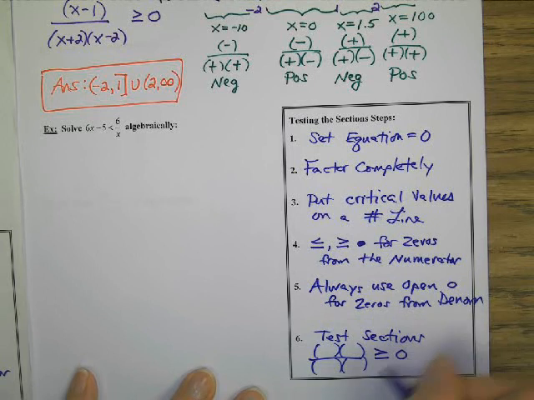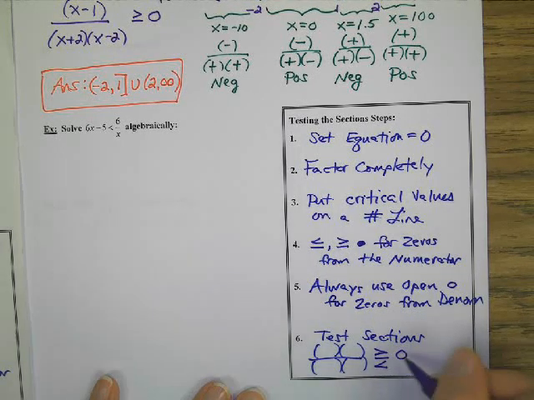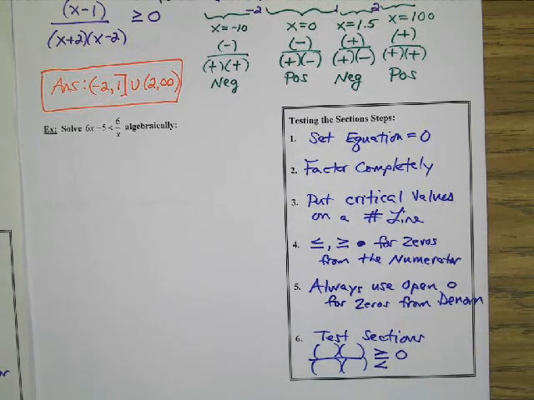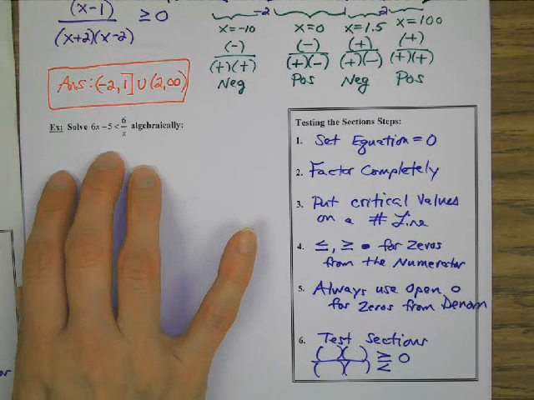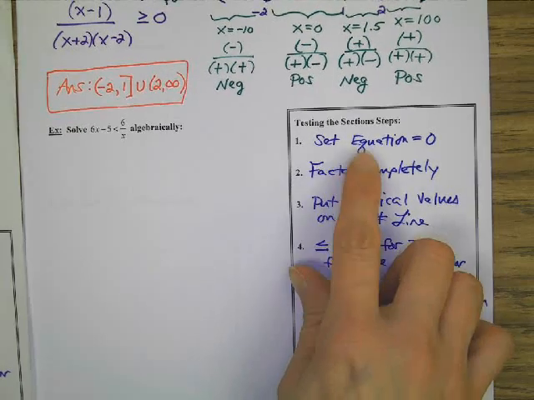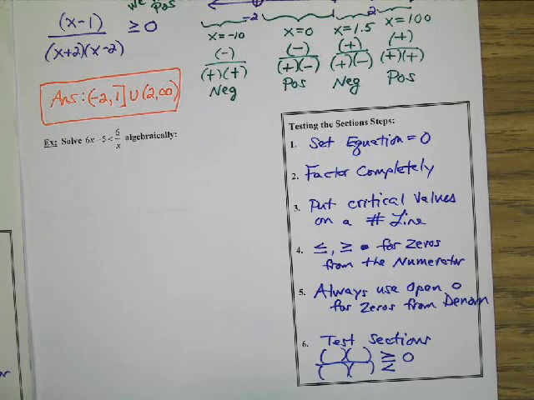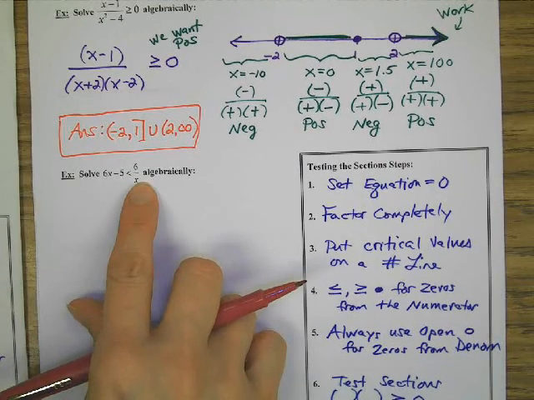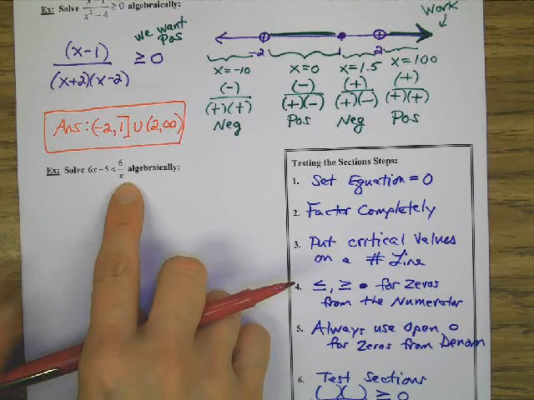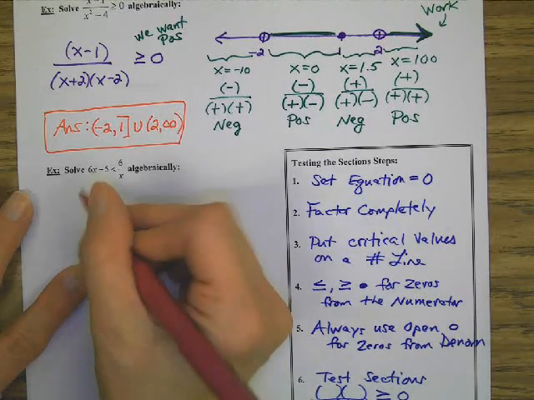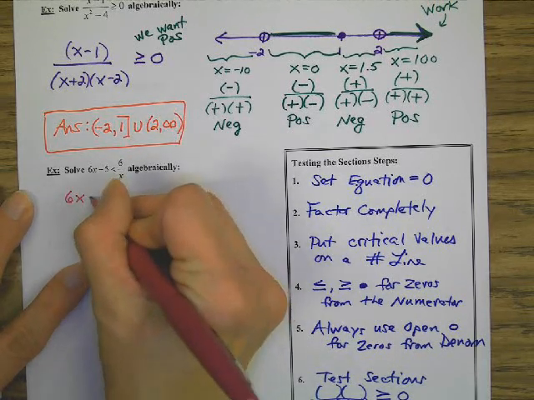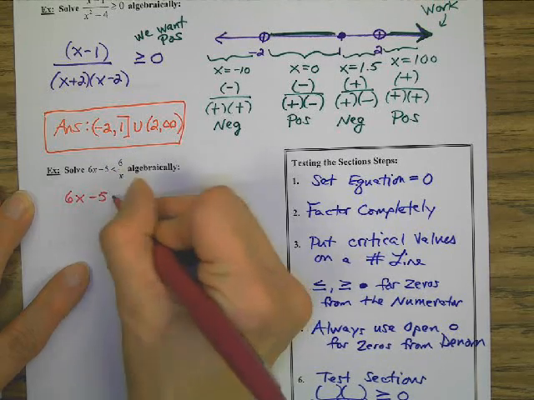Okay, here's another example right here. Step 1. Set the equation equal to 0. And I'm noticing that this problem doesn't have a 0. So this 6 over x has to get moved to the other side. So 6x minus 5, switch sides, switch signs, less than 0. Okay, that's good. Everything's set equal to 0.